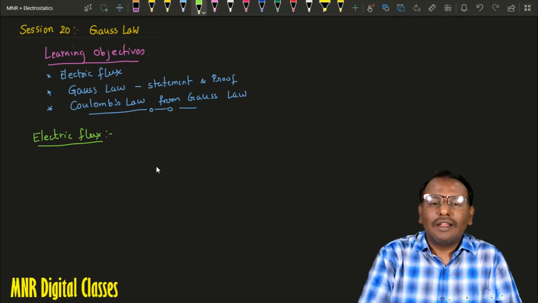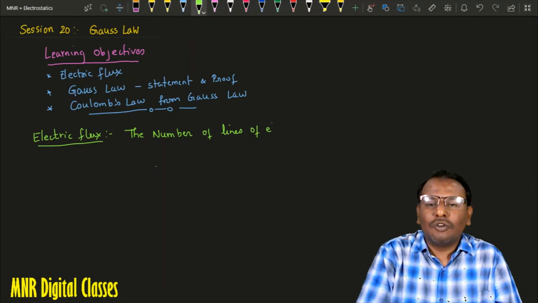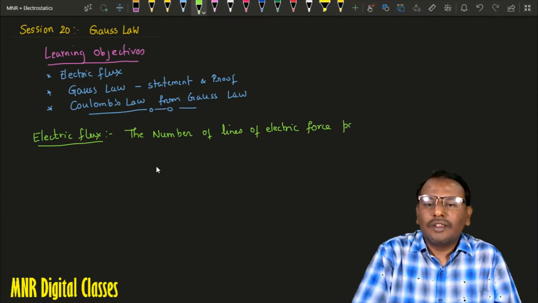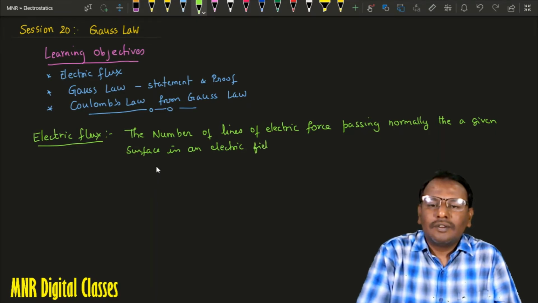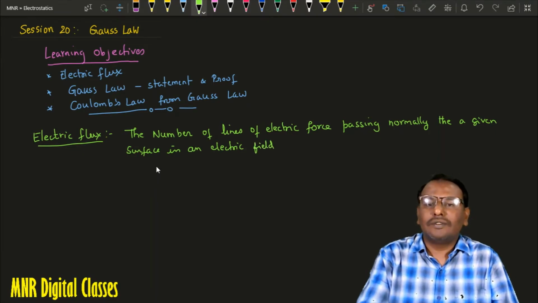So, we can define electric flux as the number of lines of electric force passing normally through a given surface in an electric field is called as electric flux.